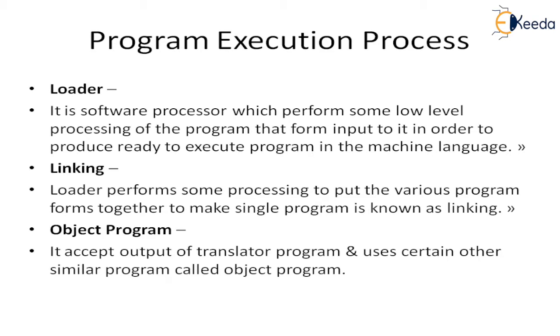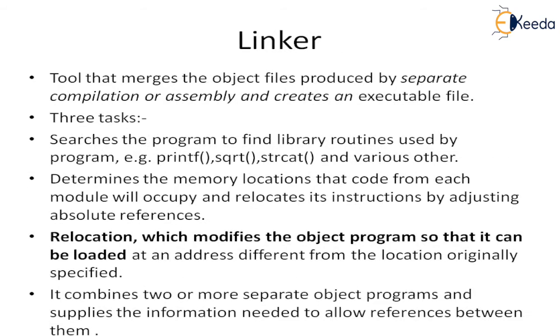Means different programs are combined into one, and then those programs are linked with each other for producing a single program. It is called linking. An object program is nothing but the output of a translator program, which is used by certain other similar programs. After that, the linker.